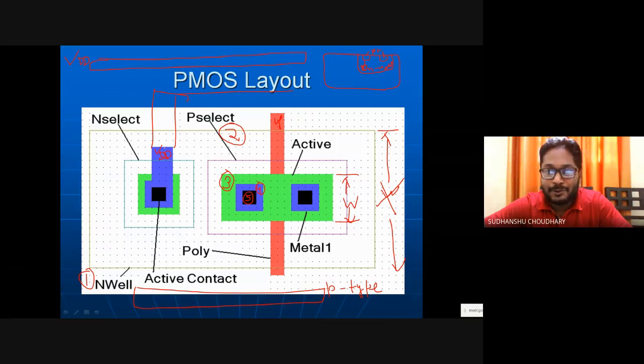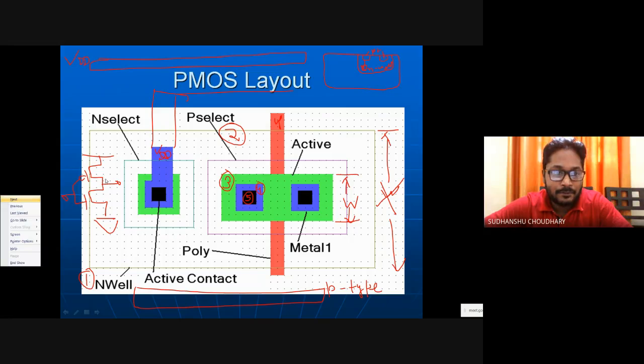Now, if somebody wants to create an inverter using these PMOS and NMOS, what we have to do is simply copy both the PMOS and NMOS in the same layout editor window, and then provide a connection between the drains of the two MOSFETs, and also connect the gates of the two MOSFETs. So if I can do this, then I will create a CMOS inverter.